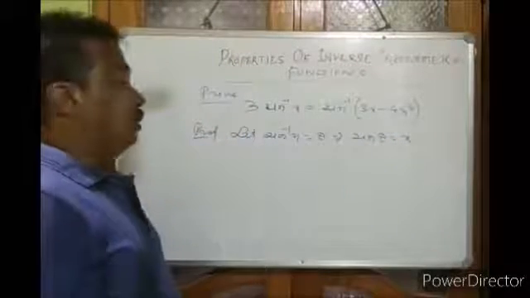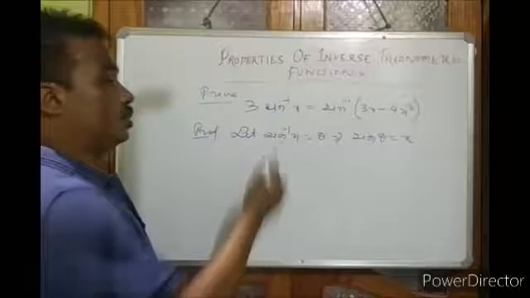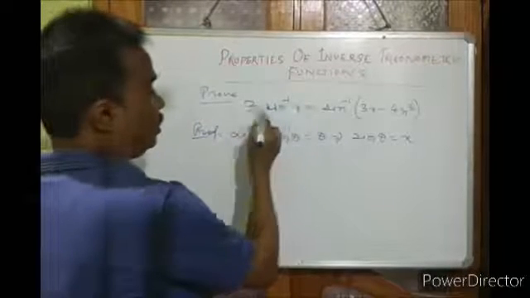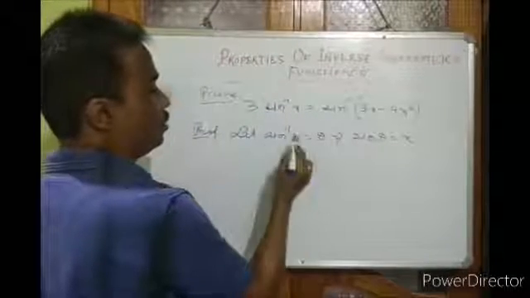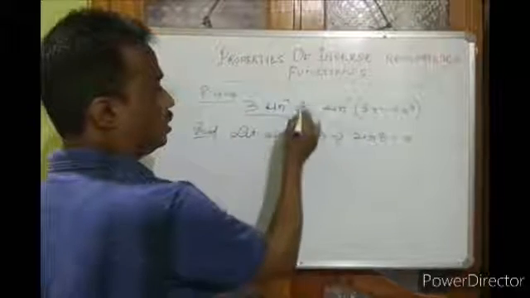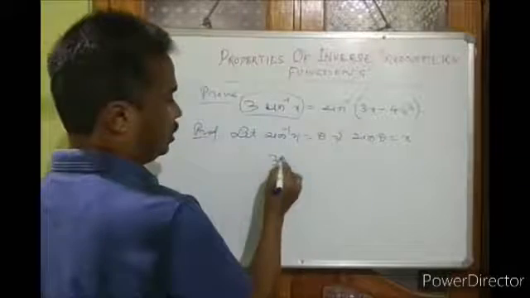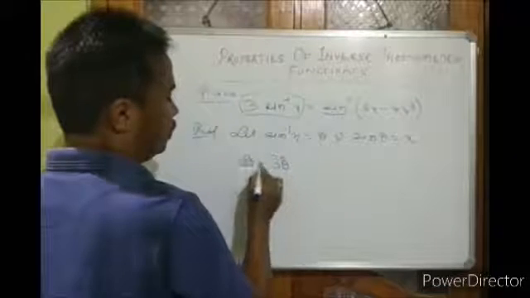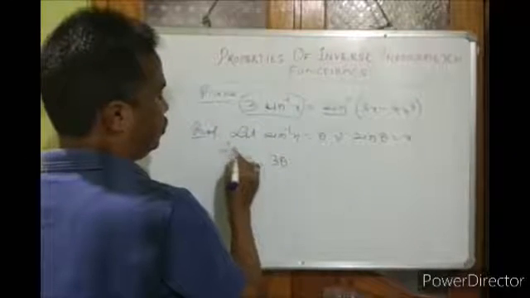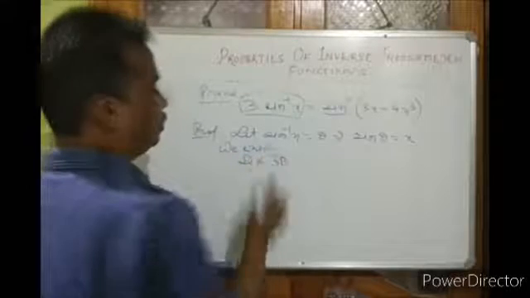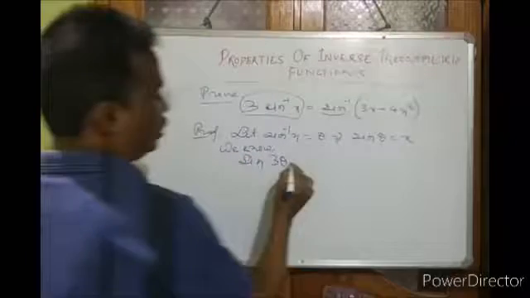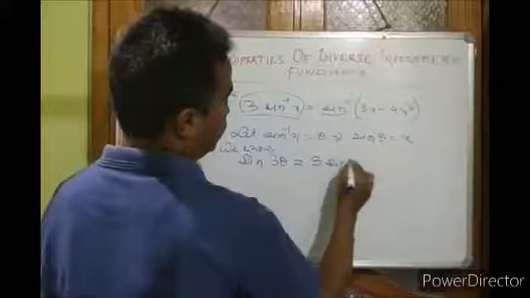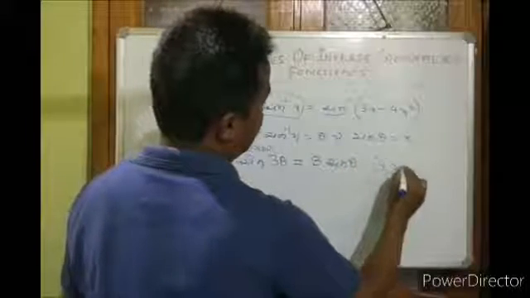By the definition of inverse trigonometric function, sine inverse x is equal to theta implies sine theta is equal to x. So now here you see 3 sine inverse x on the left side. That means 3 theta is there. And here it is sine inverse, so we will write sine of 3 theta. This is class 11. Sine 3 theta is equal to what? The sine 3 theta formula is 3 sine theta minus 4 sine cube theta.